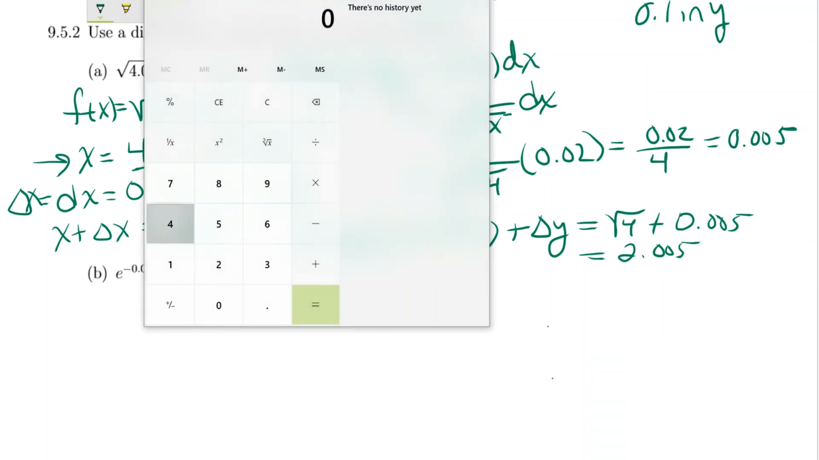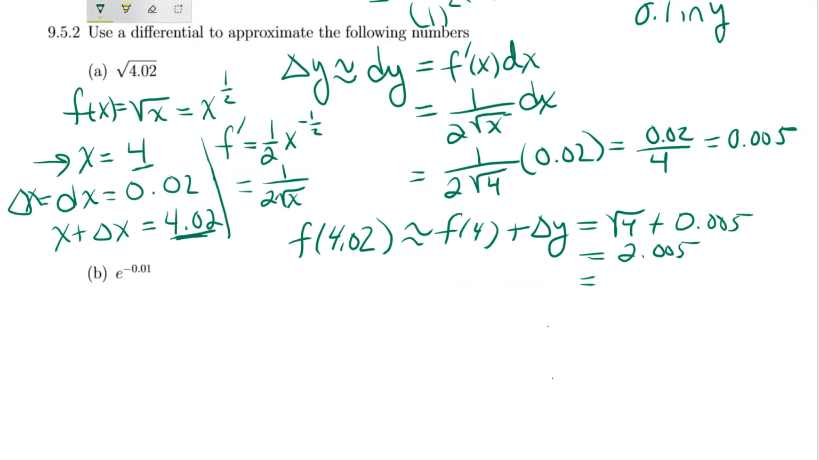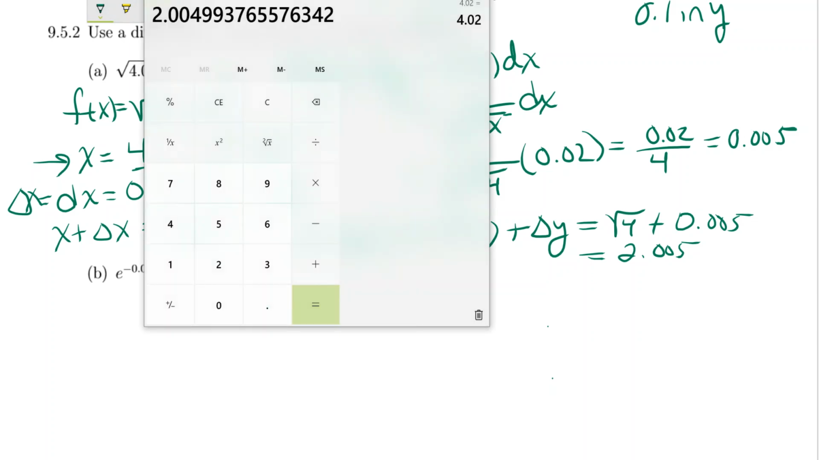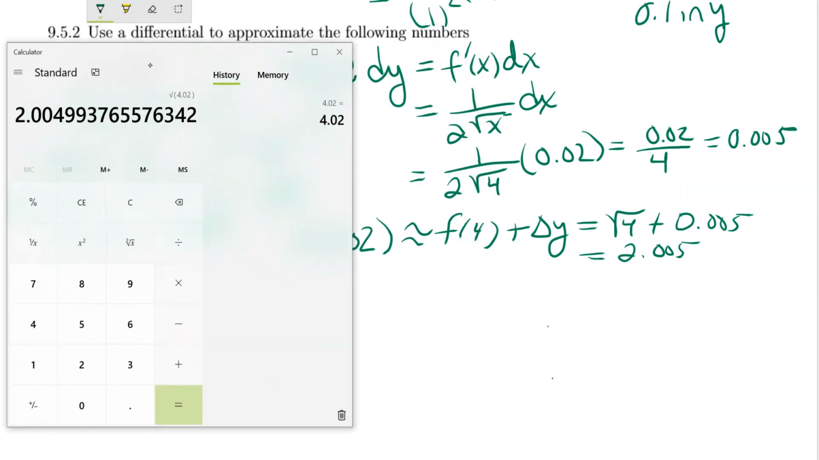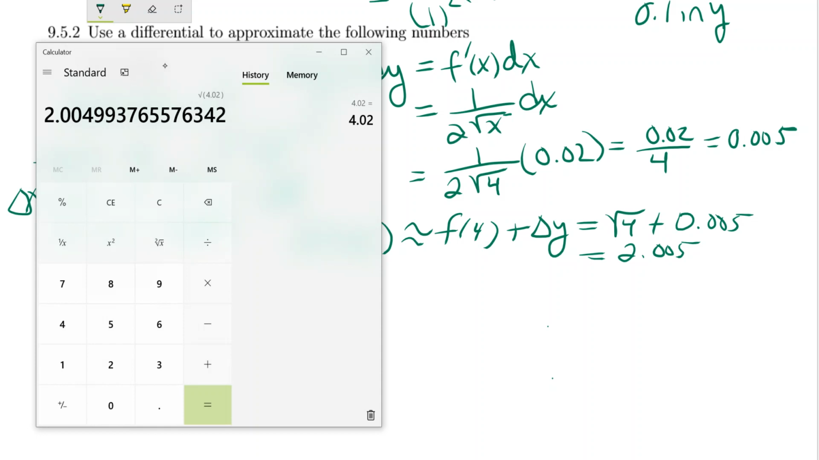Not 2, 4.02. Square root. Oh, that's right. I always forget that you have to have like a history to do this too. Aha! It's pretty close, isn't it? Sorry, I didn't mean to hit that. Hopefully you can see this on the standard calculator. Pretty darn close, yeah? Good times.